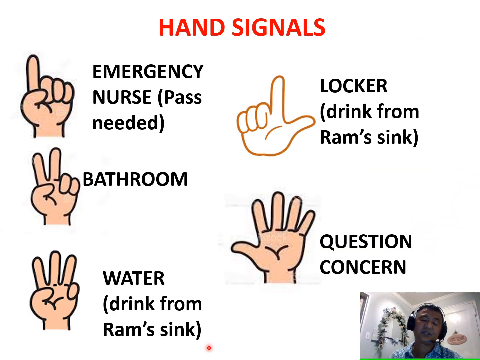Hand signals. Okay, when you want to go to the bathroom and stuff, some of the students know this already. 1 is emergency, nurse. 2, you walk, you run to the bathroom, 2 fingers. 3 is like a W, that's for water. L is for locker, 5 fingers, that's help or questions or concern.